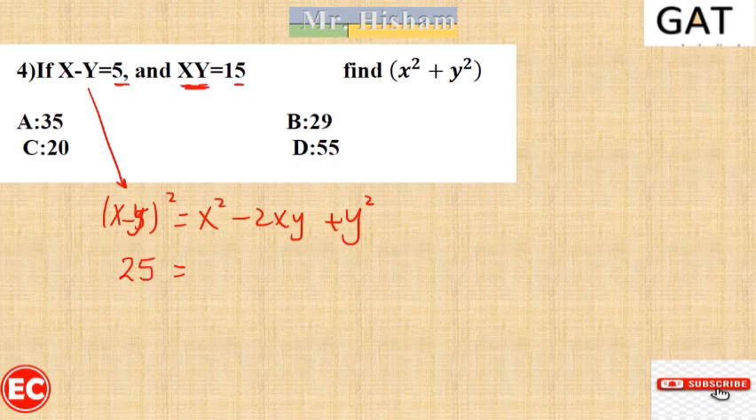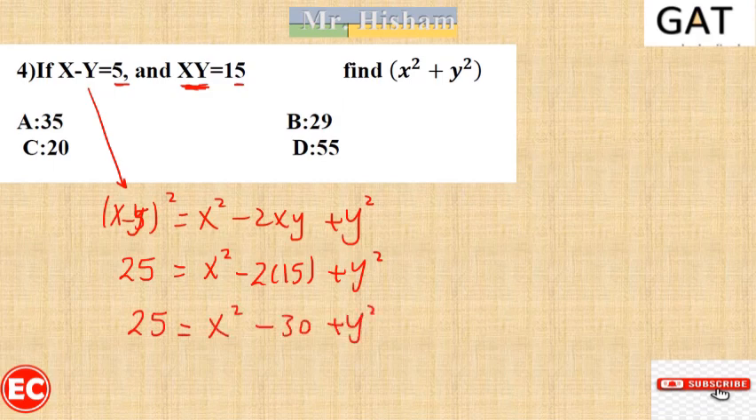And it's given that x times y is 15. So x squared minus 2 times 15 plus y squared. So 25 is equal to x squared minus 30 plus y squared. By adding 30 to both sides, on the left hand side I have 55 and on the right hand side I have x squared plus y squared. So the right answer is D.